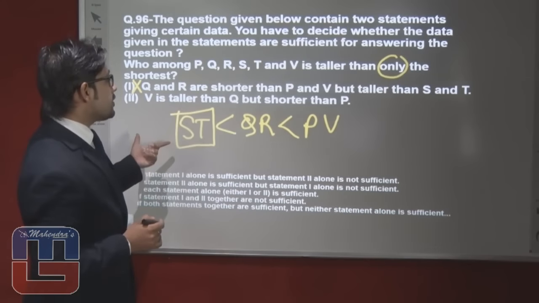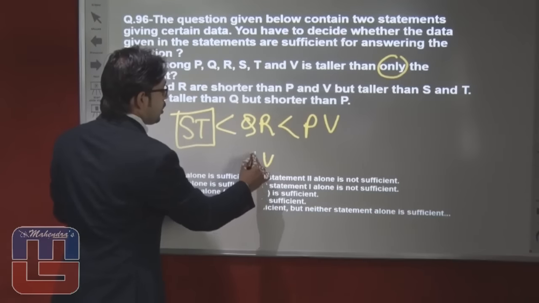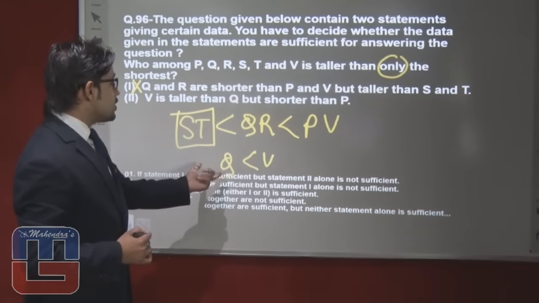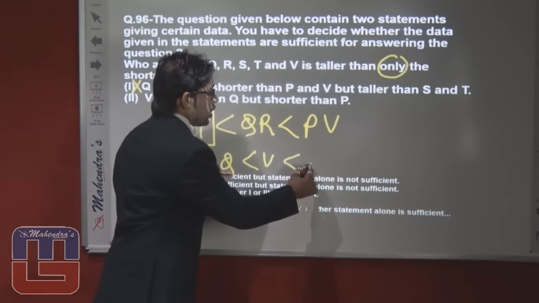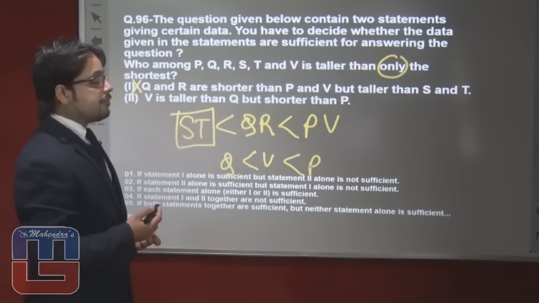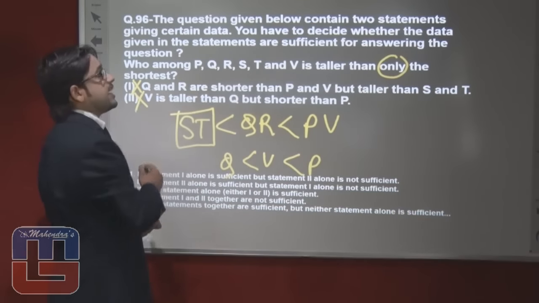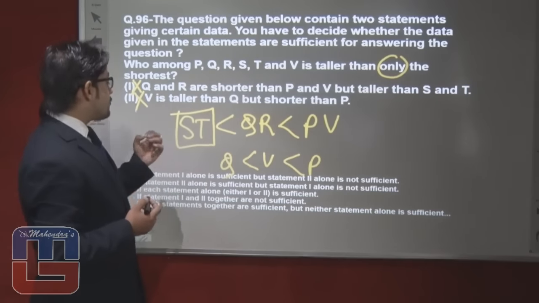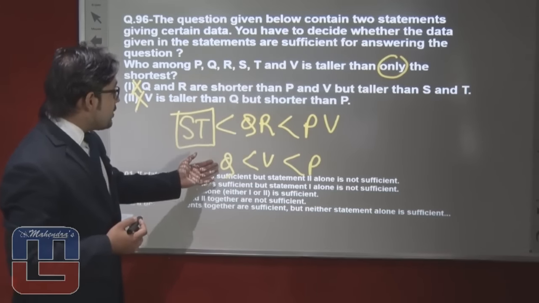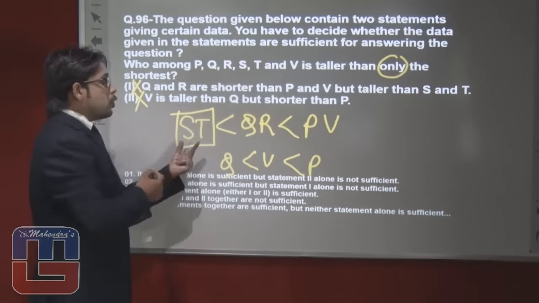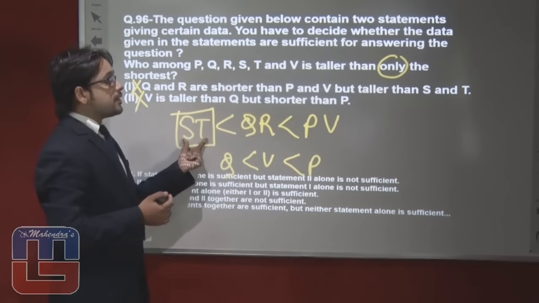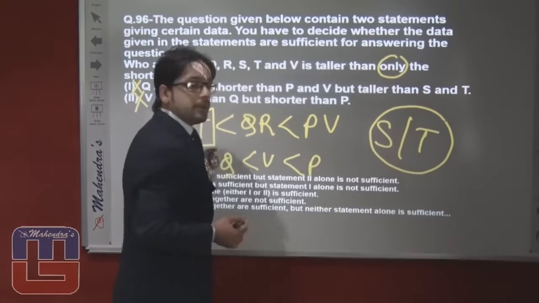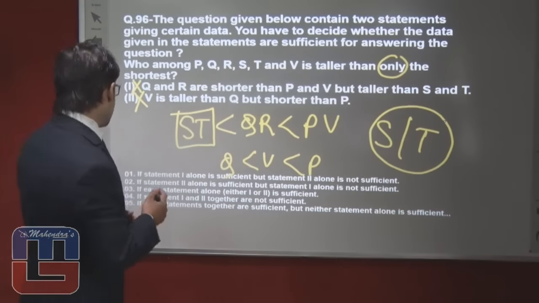Second statement is saying V is taller than Q but shorter than P. With the second statement also we cannot find who is second shortest. Now we have to combine both of the statements. After combining both, we are still unaware about who is second shortest because there is a doubt about S and T, that who between them is second shortest. Let's proceed towards the next question.